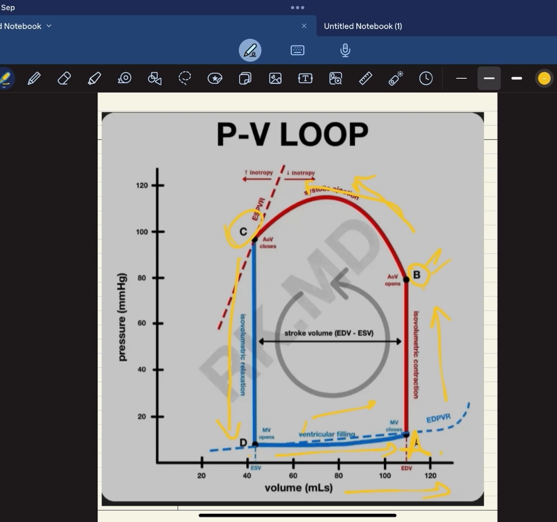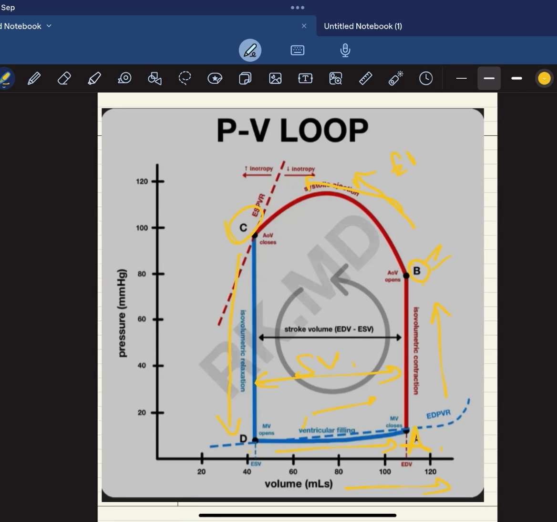Okay, so this is the concept, and the width of the graph gives us the stroke volume. Stroke volume is end diastolic volume minus end systolic volume. This is also a very favorite question in INICET, so this is what we get here. So this was a concept.